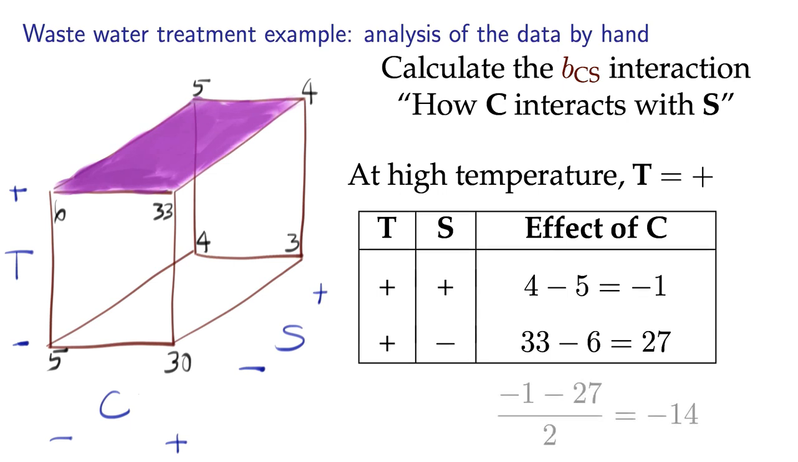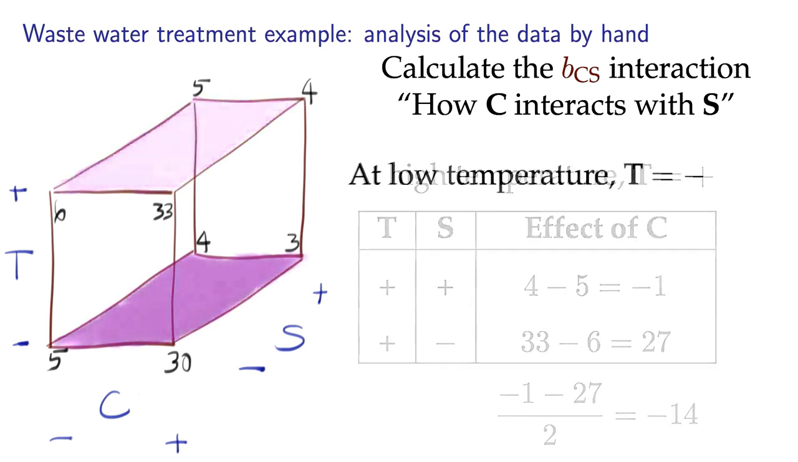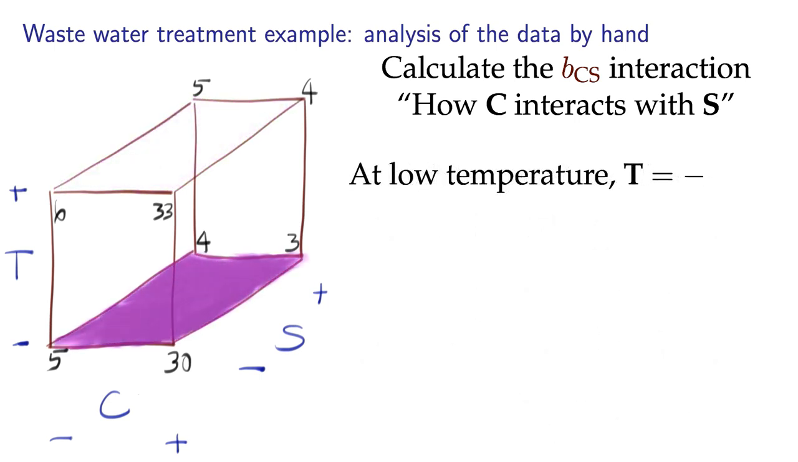As you remember, interactions are always reported as half the difference going from high to low. In other words, that's minus 1, minus 27, which equals minus 28, and half of that is minus 14. Let's report that at the lower temperature.